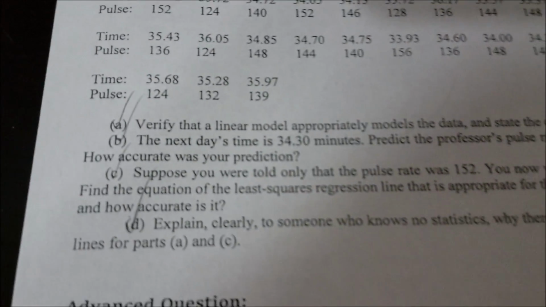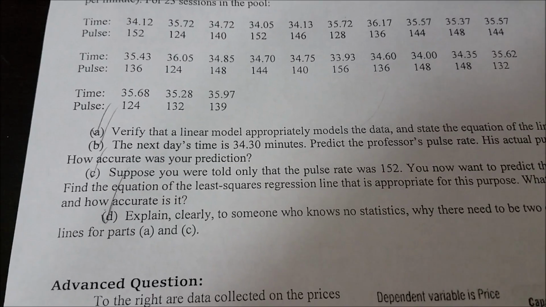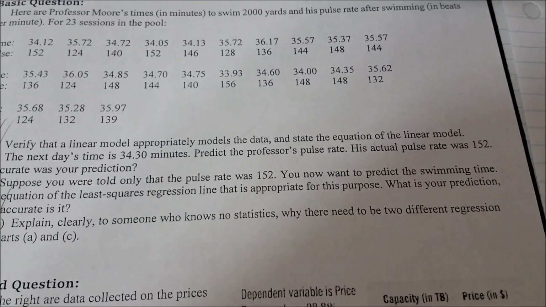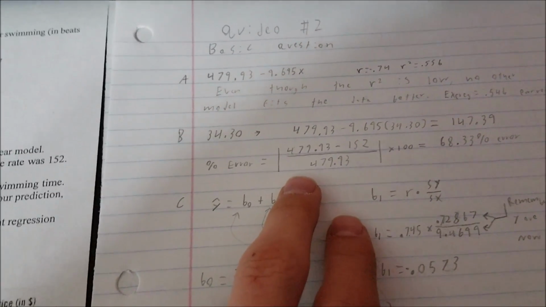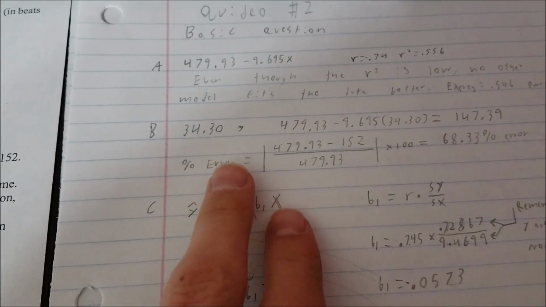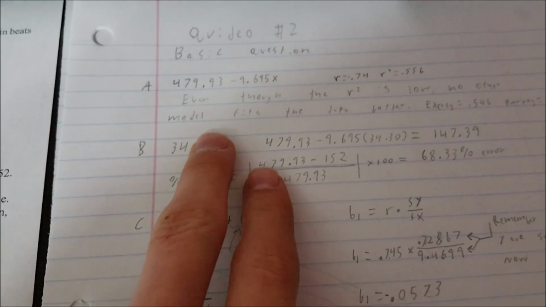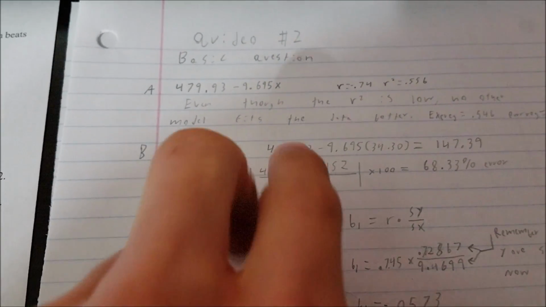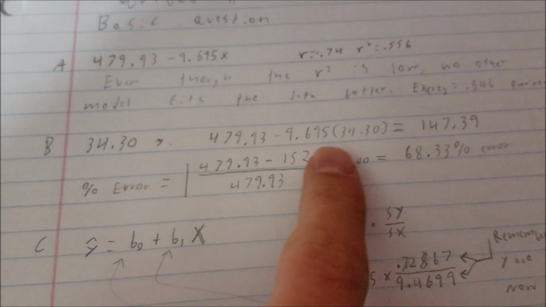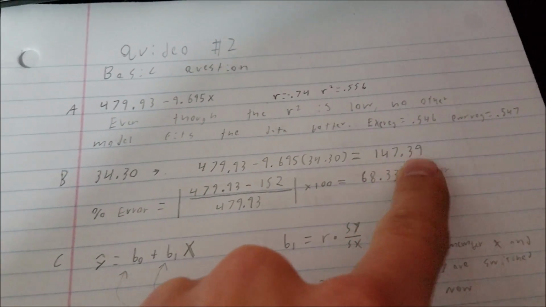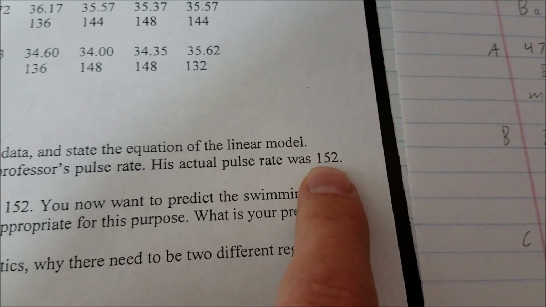Alright, so B says the next day's time is 34.30 minutes. Predict the professor's pulse rate. His actual pulse rate was 152. So first, to predict his pulse rate, we just have to plug this 34.30 into this equation that we just made. So just plug 34.30 in for the x, and you see that you get 147.39. So the actual one was 152.